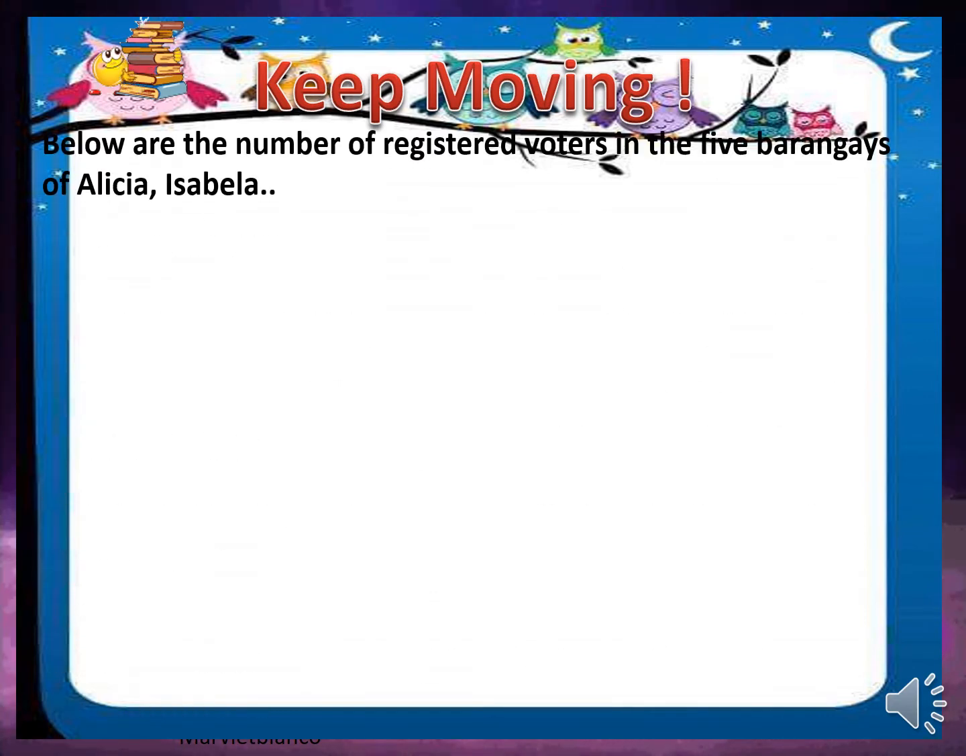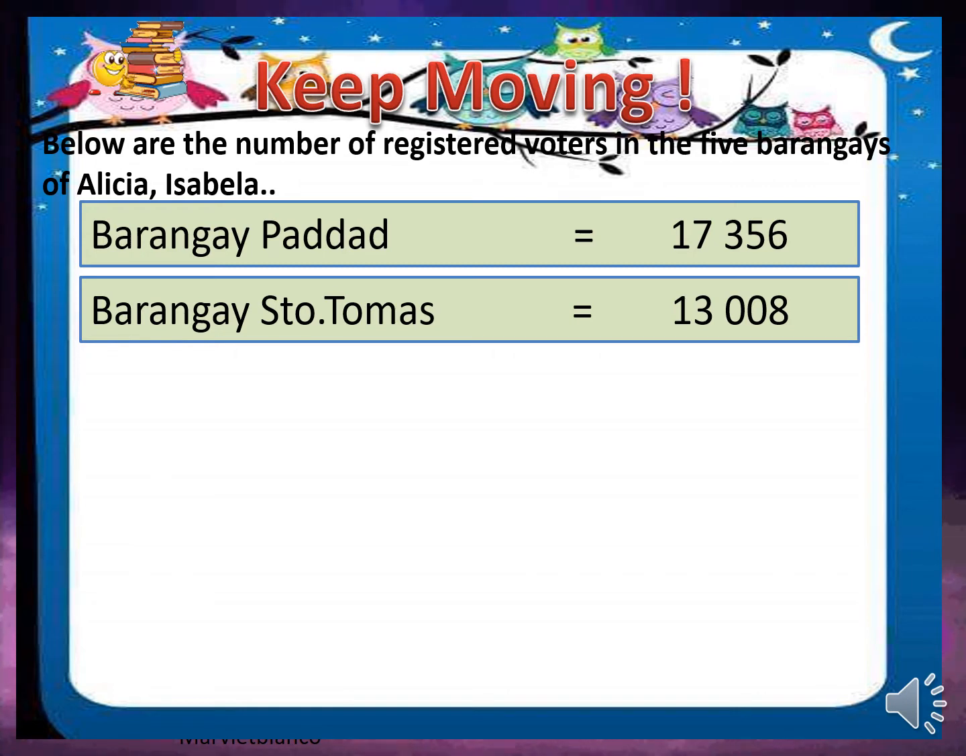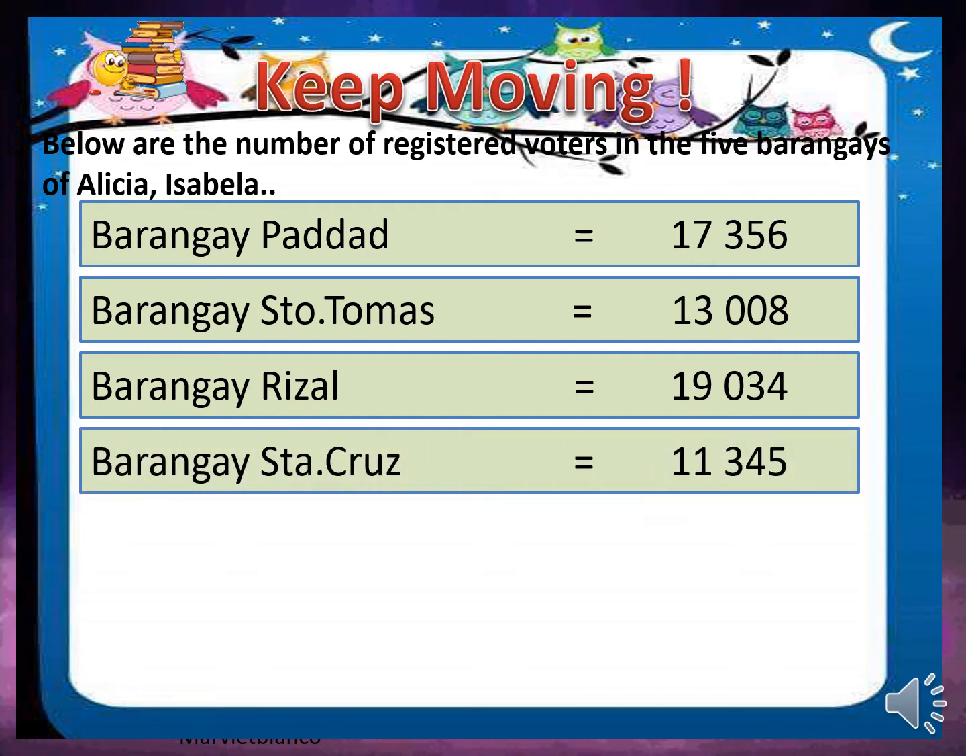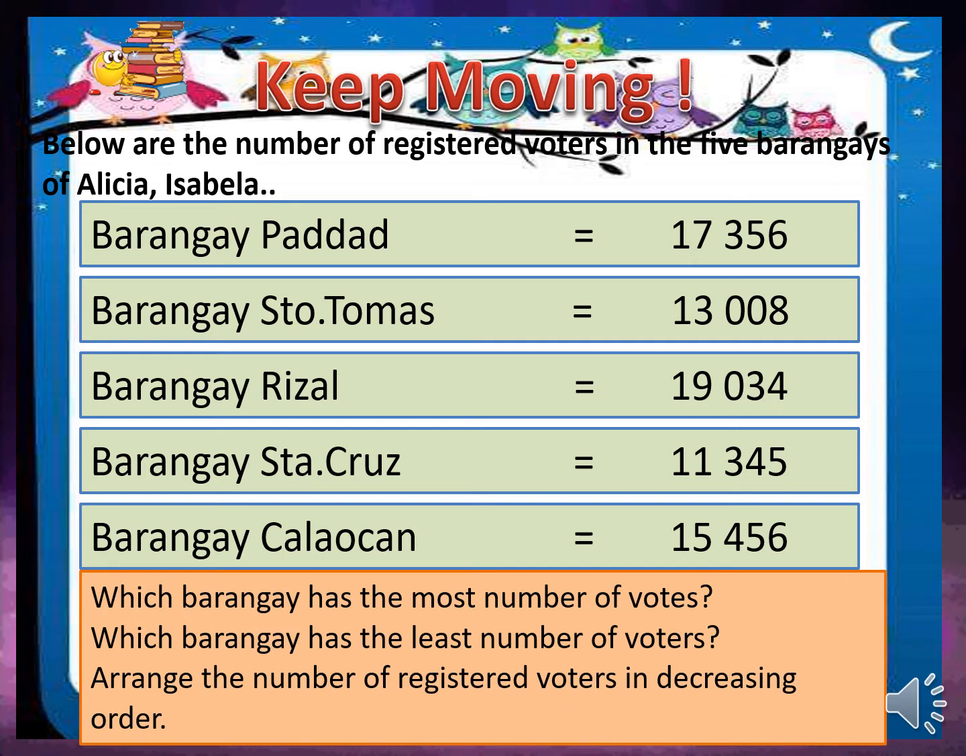Below are the number of registered voters in the 5 barangays of Alicia, Isabela. We have Barangay Padad, 17,356. Barangay Santo Tomas, 13,008. Barangay Rizal, 19,034. Barangay Santa Cruz, 11,345. Barangay Calawakan, 15,456. Question: which barangay has the most number of votes? Which barangay has the least number of votes? Arrange the number of registered voters in decreasing order.